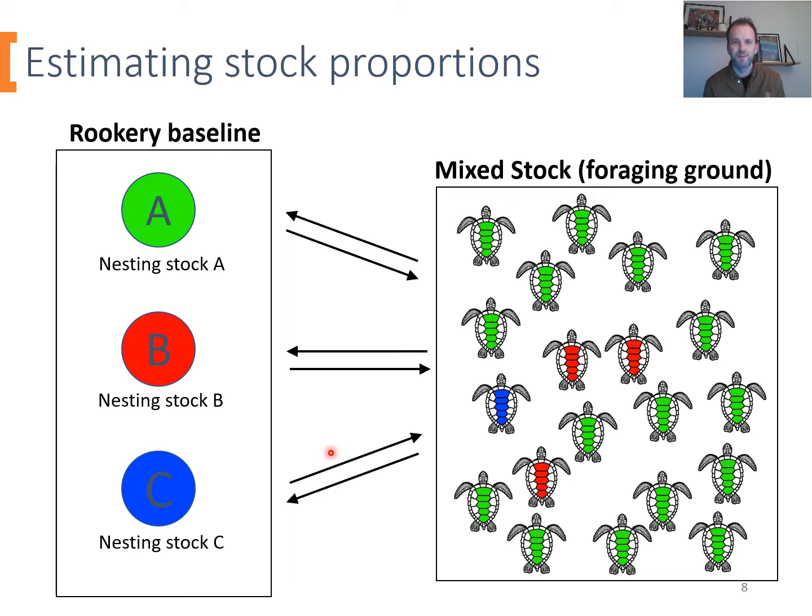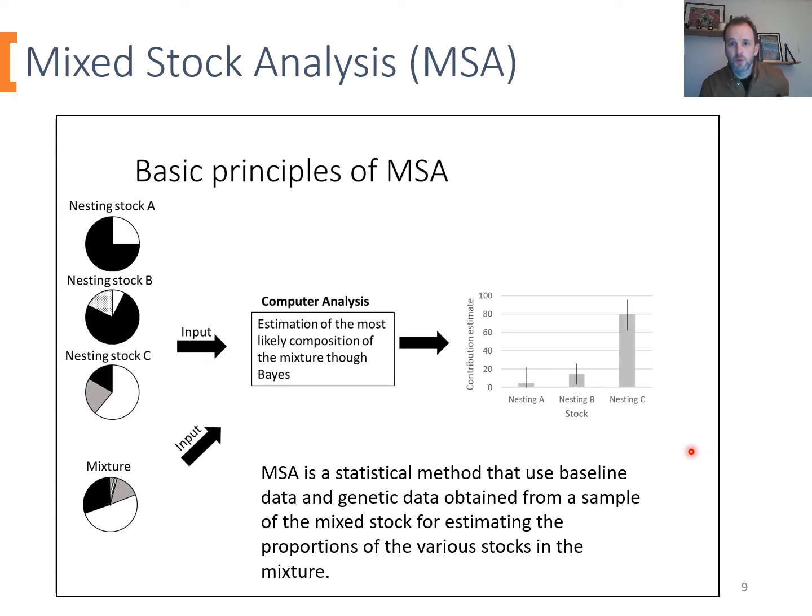Easy peasy, right? But I hate to say it, but fixed differences in haplotype frequencies like these ones are rarely, if ever, seen in marine turtles. So most often the baseline rookeries are distinguished by different frequencies of alleles or haplotypes. So this figure here shows the basic principles of a mixed stock analysis. And this is much more the case that we see in the real world.